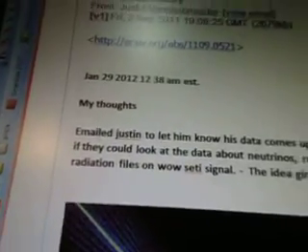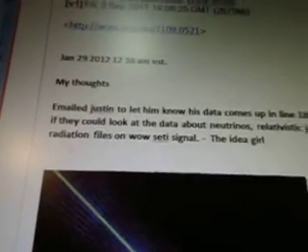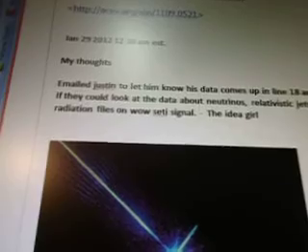Okay. So January 29, 2012, my thoughts. Emailed Justin to let him know his data comes up in line 18, and asked if they could look at the data about neutrinos, relativistic jets, thermal radiation, files on the Wow Seti signal, the idea girl.